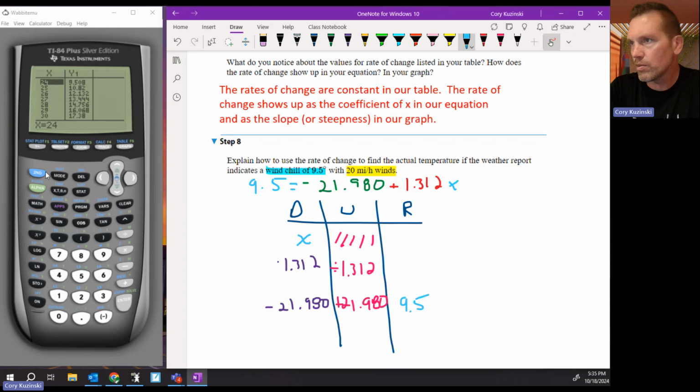Okay, so let's go back to my main page. 9.5, enter. I wanted plus 21.98, divided by 1.312. And this should come out to really close to 24. So 31.48 divided by 1.312 goes here. And we're just going to say about 24 degrees Fahrenheit.